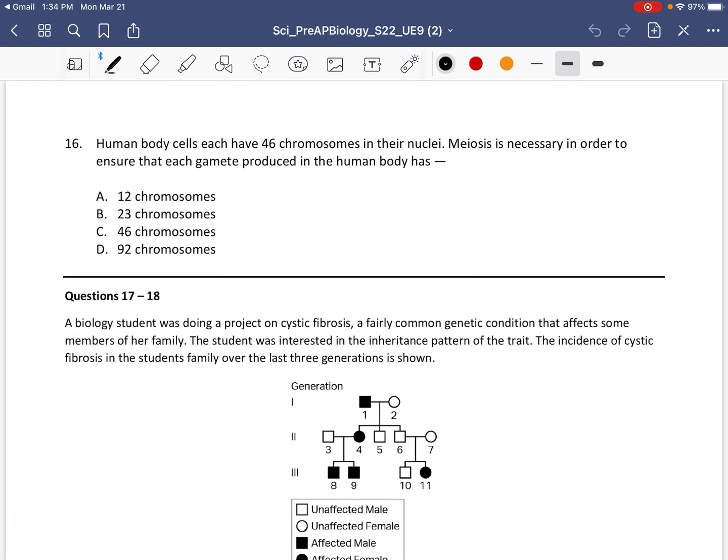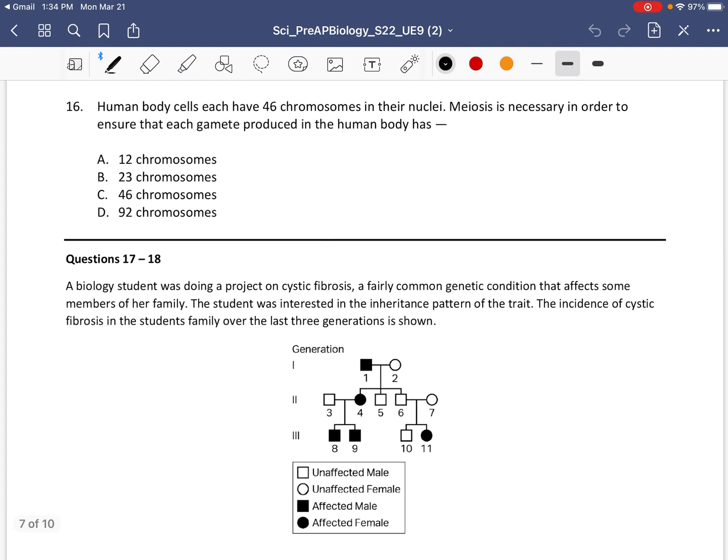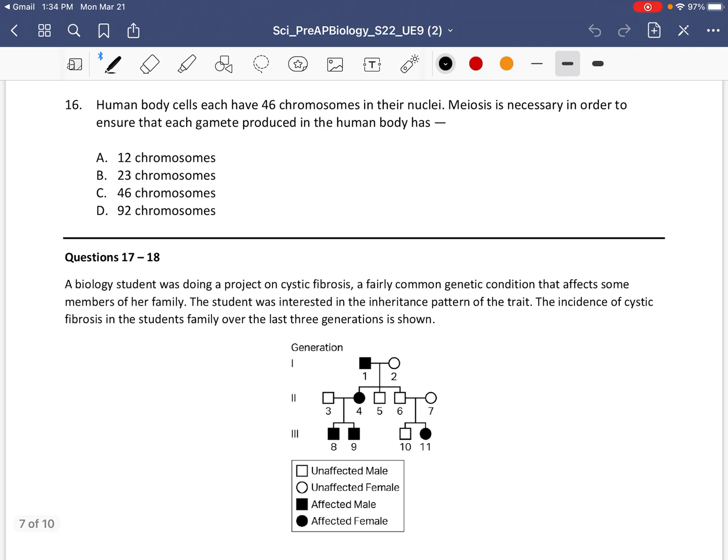Question 16. Human body cells each have 46 chromosomes in their nuclei. Meiosis is necessary in order to ensure that each gamete produced in the human body has A. 12 chromosomes, B. 23 chromosomes, C. 46 chromosomes, D. 92 chromosomes.